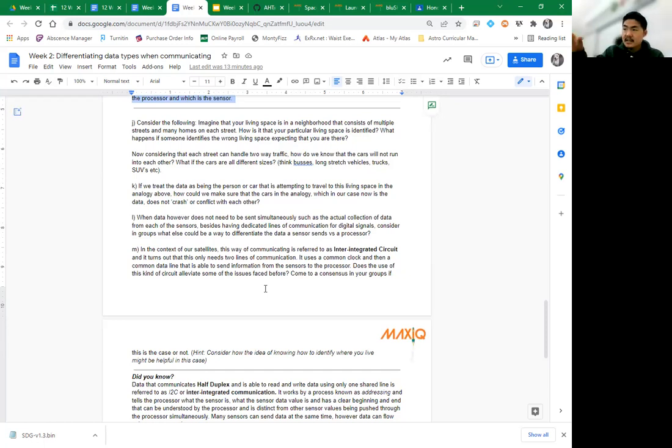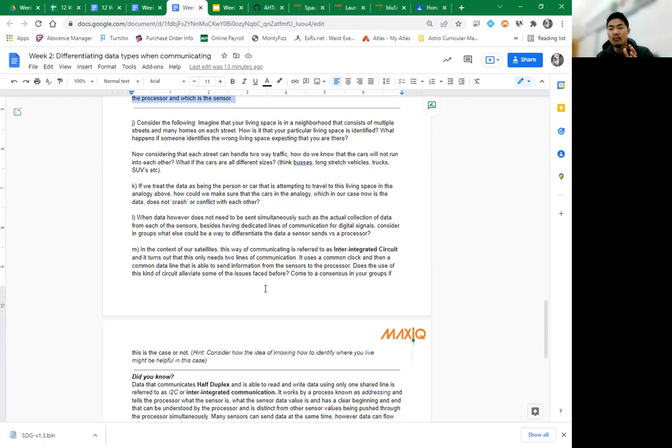So this analogy of a living space inside of a neighborhood, right? Take into consideration the fact that you have many streets, many houses. How do you identify your house? How do you identify your living space? And further, what about all of those streets that can now handle two-way traffic? How do we know that the cars themselves aren't going to run into each other?